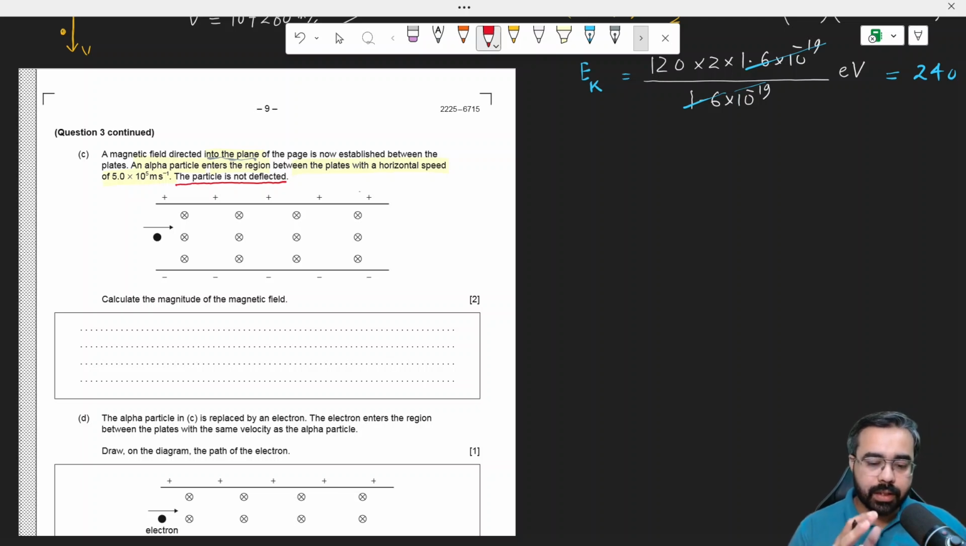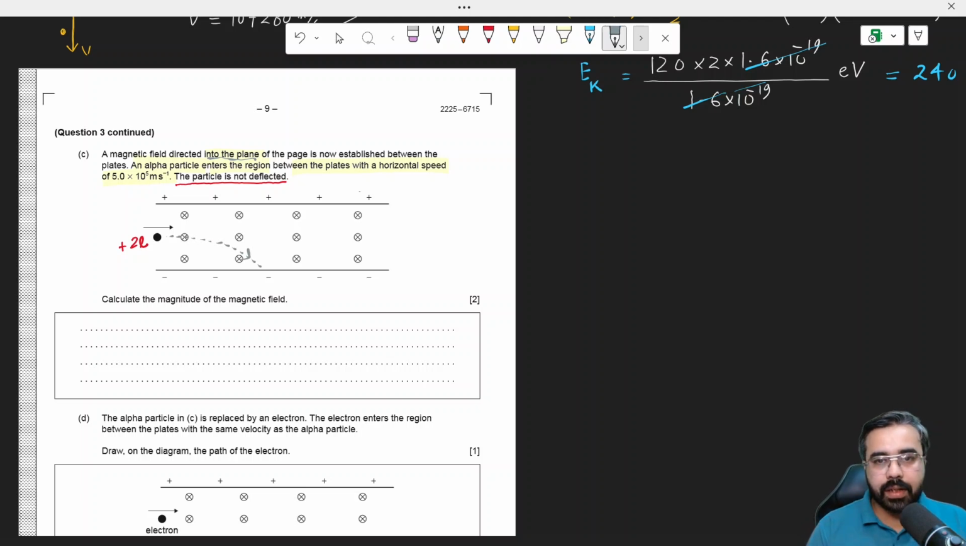Okay, let's imagine there is no magnetic field applied into this region. What is the possible trajectory of this alpha particle? It has a charge of plus 2e, right? This alpha particle could go in what direction? Dear students, you can predict, right?